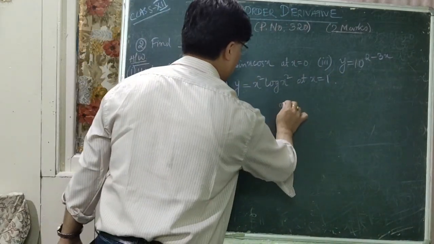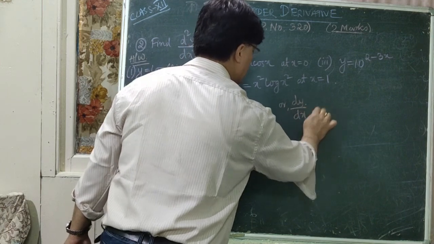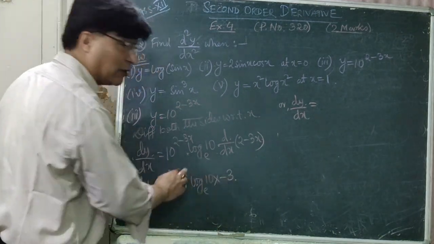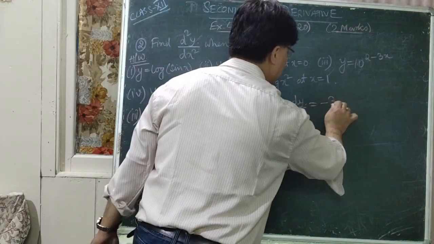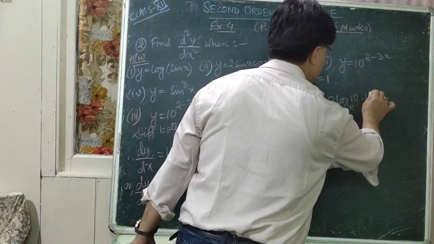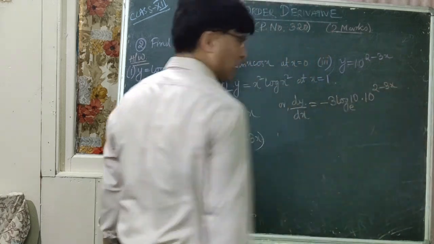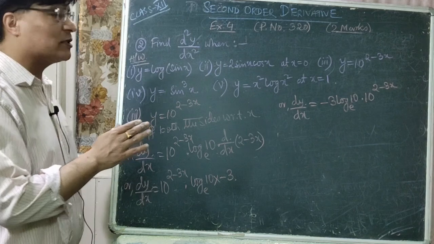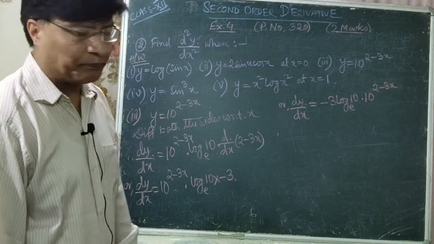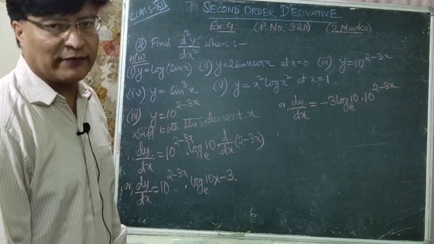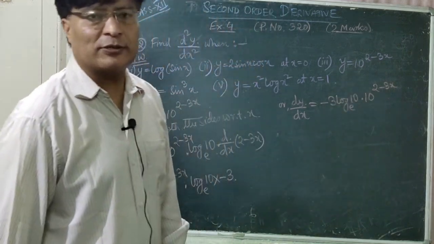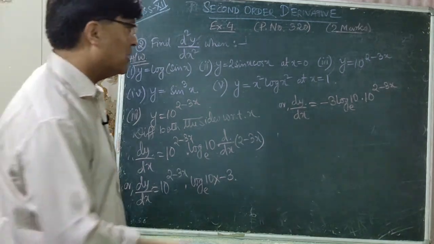So you can write here, dy by dx is equal to, write down the constant term first. Now which term is independent of x here? Minus 3 log 10 base e, that is a constant. Minus 3 log 10 base e into 10 to the power 2 minus 3x. So minus 3 log 10 base e is a constant, but 10 to the power 2 minus 3x is the variable here. Again you can differentiate it, right?